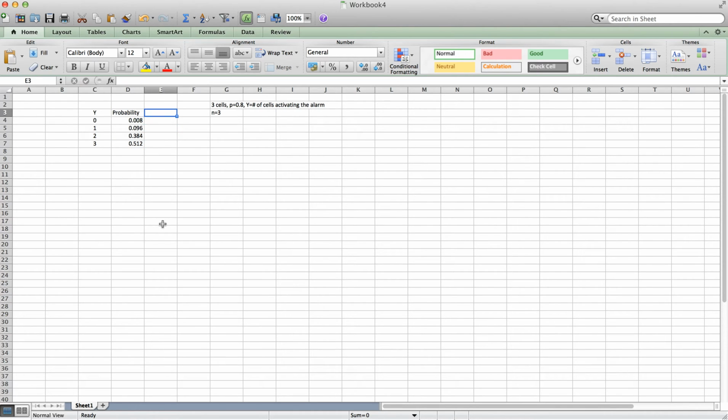If we want capital F, you remember capital F is the cumulative function. This is just the same in the 0, but in the 1, for y equals 1, this is the probability of 1 plus the probability of 0, and then you have the probability of 2 plus the probability of 1 plus the probability of 0. So you are accumulating the probability.